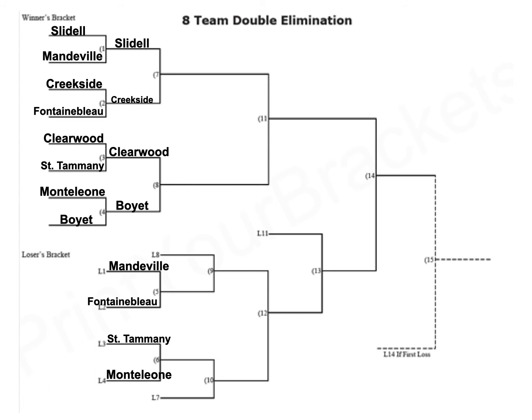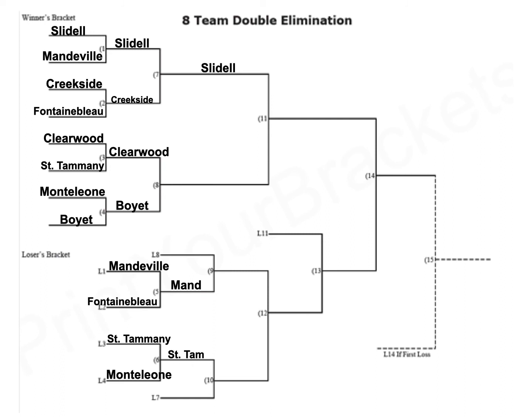Now, you would now play your losers bracket games. Mandeville, Fontainebleau. The winner stays in the losers bracket. The loser is 2 in a barbecue, and Mandeville wins that game. St. Tammany and Montleon play. St. Tammany wins. Now we go back up to the winners bracket. Slidell plays Creekside. Slidell moves on to the winners bracket.